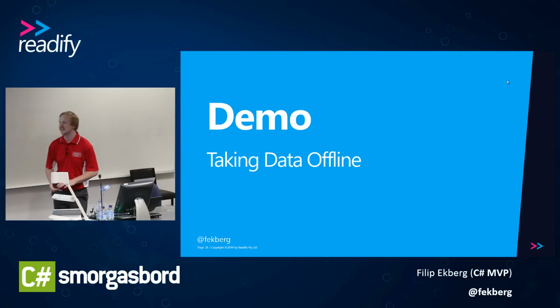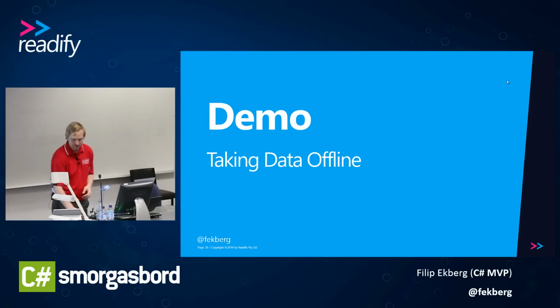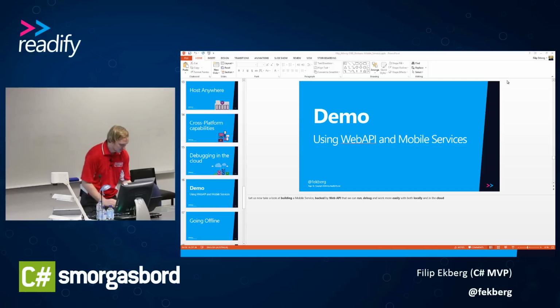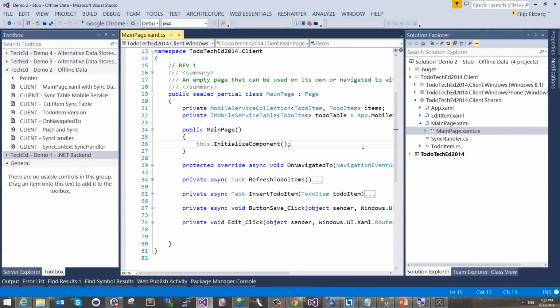So let's see how we can take the data offline. What I want to do is bring in support for SQLite inside the client. I don't want to touch the server. I just want to do this using Azure Mobile Services and do this locally. So let's head over to Visual Studio and have the same type of solution here. But what I'm going to do now is change this here. Can everyone see the text, or do I need to increase the font size?